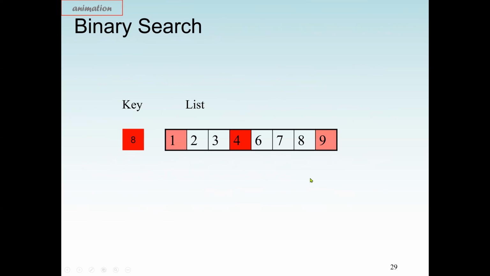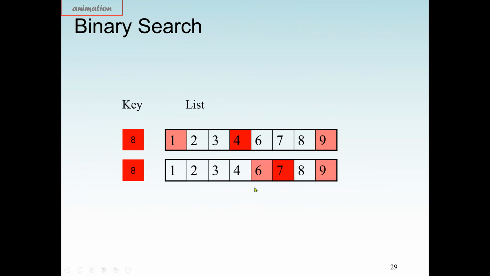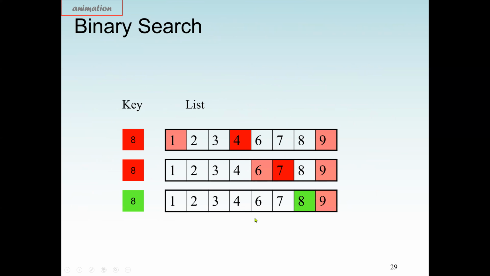So this is the animation. We have a list of items. We are looking for 8. So first thing, we identify the middle. The middle is 4. So when we compare 4 with 8, we find out that 8 is greater. So what happened? We go to the right side. On the right side, we have 4 elements. We take the middle value, which is 7.